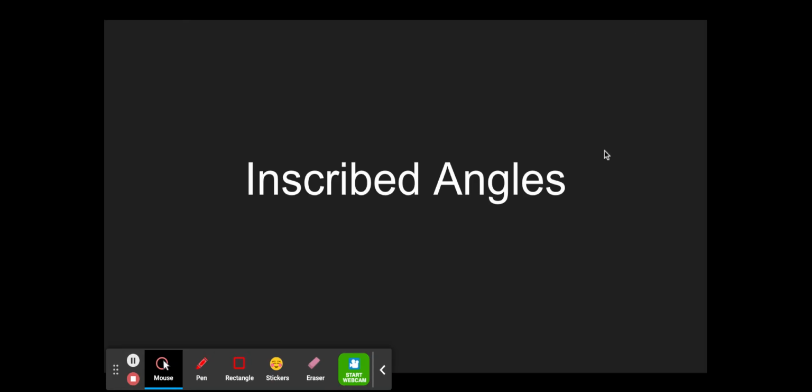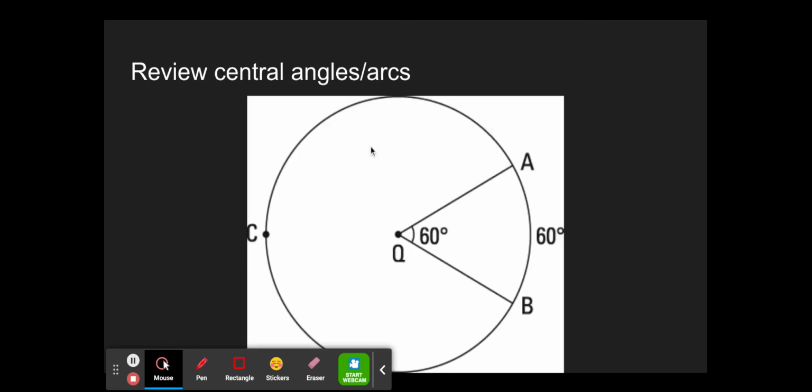All right, so we'll do another quick video here. This time we're going to talk, instead of central angles, about inscribed angles. So here's your central angle, where 60 degrees corresponds directly with 60 degrees. The vertex is the center.